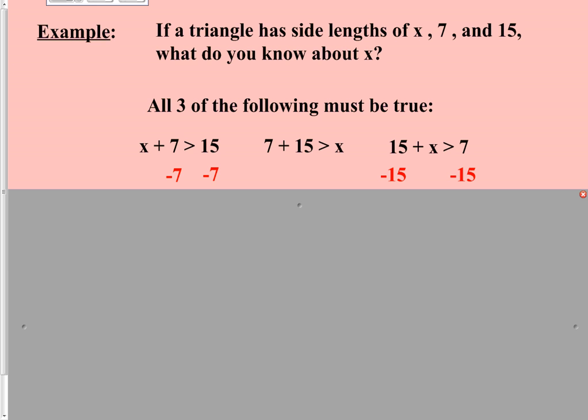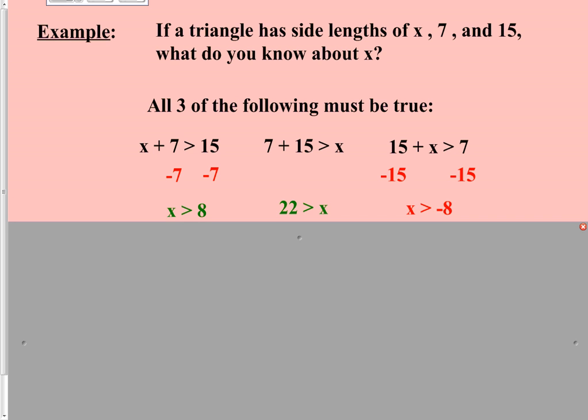Okay. On the left equation, 15 minus 7 is going to be 8. In the center, 7 plus 15 is going to be 22. And on the right, 7 minus 15 is going to be negative 8. Obviously, we are going to disregard the right-hand equation, x is greater than negative 8, because we know that we cannot have a negative side length. So the left-hand equation and the center equation are the ones that we're going to look at, and we're going to place them on a number line, to make sure we understand.